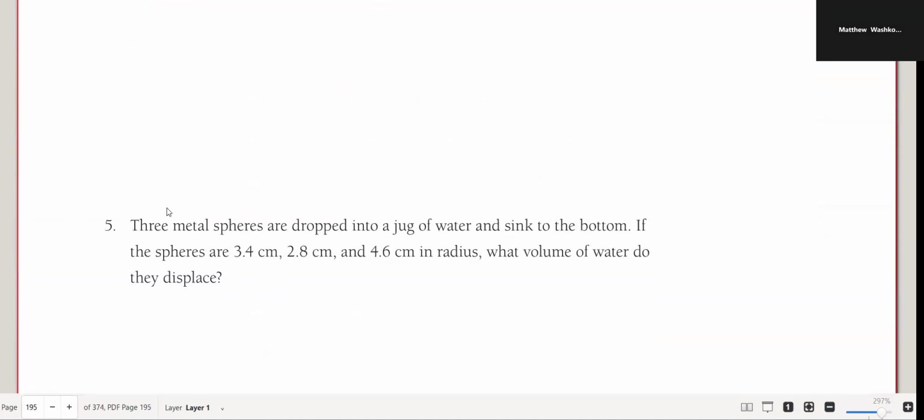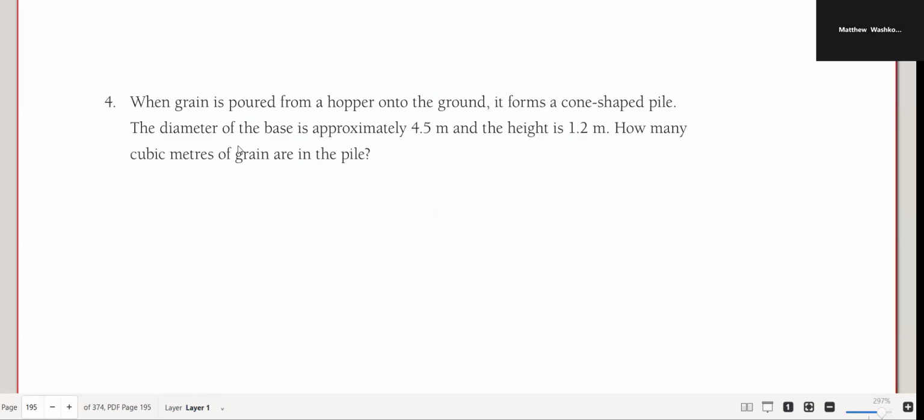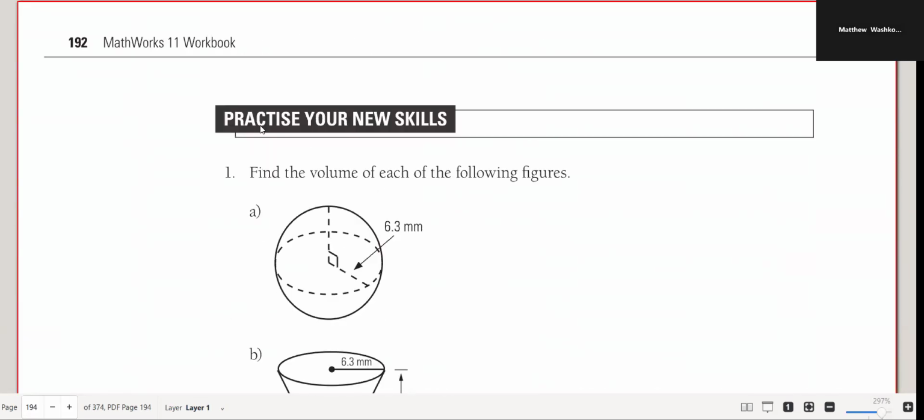Wait. Hold on, where am I? Oh, I'm at the wrong one. Okay. Here, I'll go through it and let you know. So give me 1 second here.